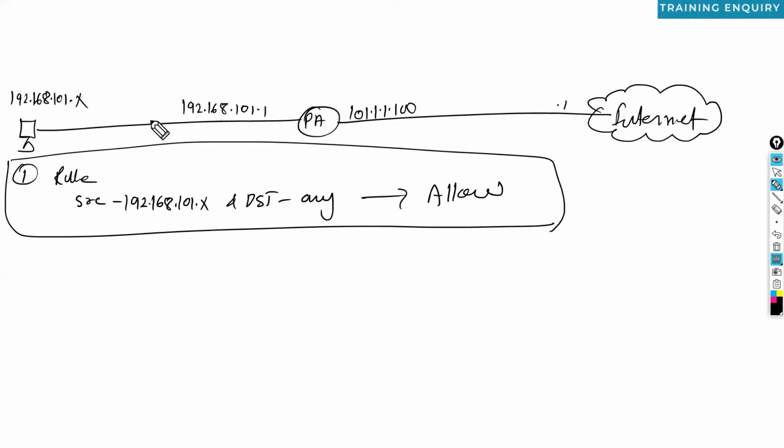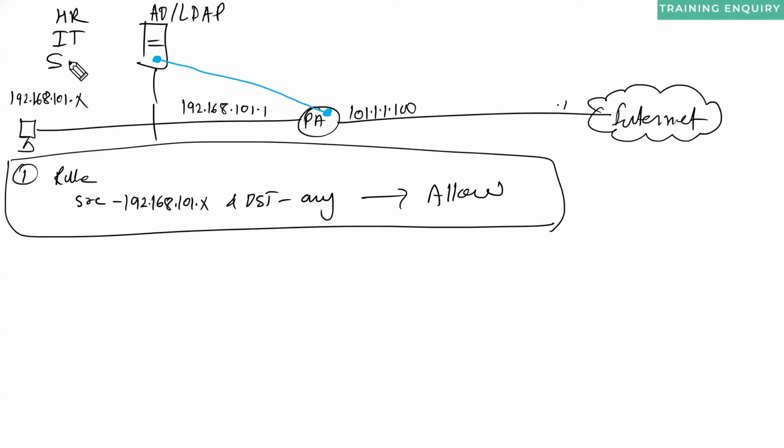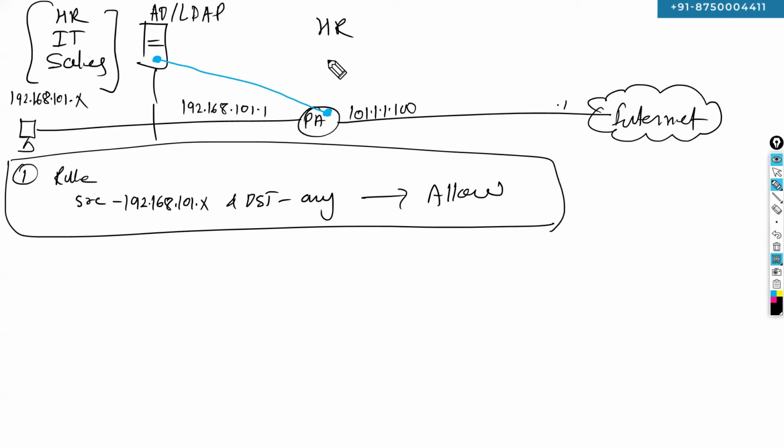But we are not happy with this. In our organization we also have Microsoft AD, Microsoft Active Directory, or we can say an LDAP server. What we want is to integrate Microsoft AD with the Palo Alto firewall. Why are we doing this? Because at AD we have groups like HR, IT, and sales. When we integrate with Palo Alto, this group information, HR, IT, and sales, becomes available on Palo Alto.